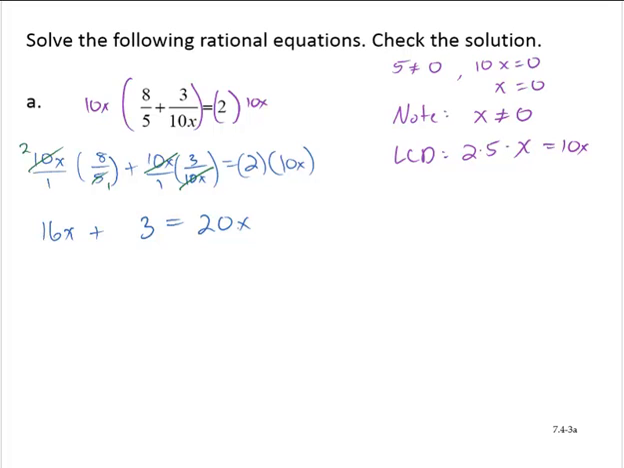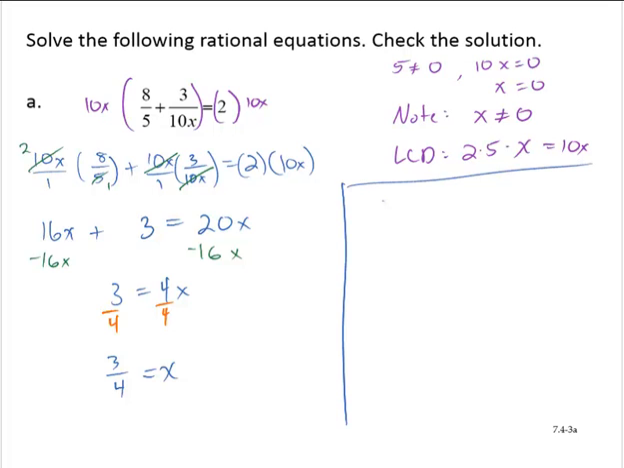Alright, now I see that this is linear in x, so I'll subtract 16x from both sides, yielding 3 is equal to 4x, and I'll divide through by 4, and x is 3/4.